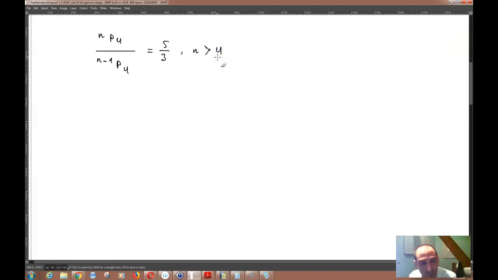Okay, so the next one that we have here is a little bit different. The question is nP4 divided by (n minus 1)P4 is equal to 5/3, and n is greater than 4.